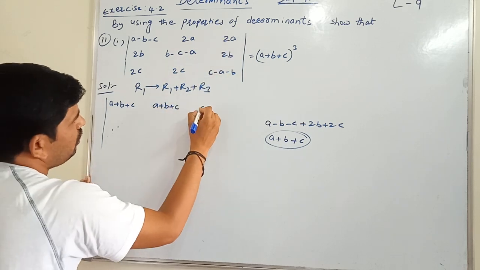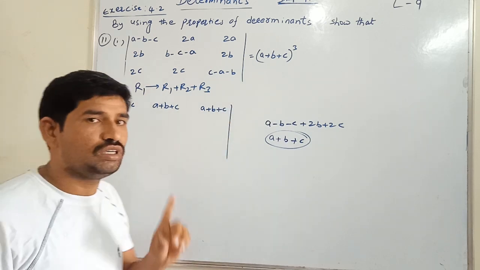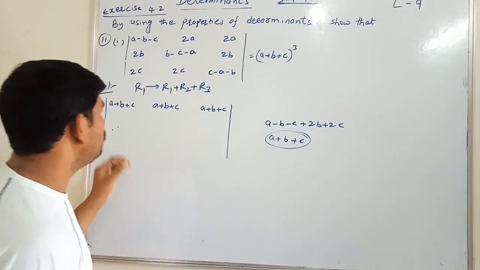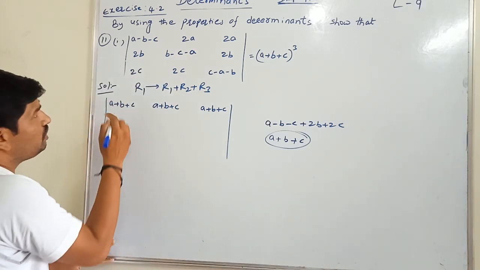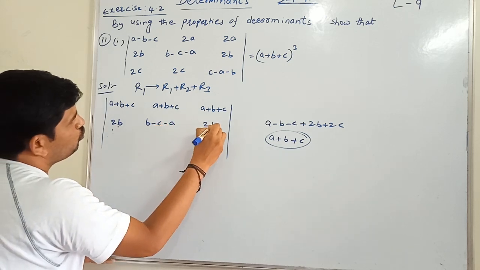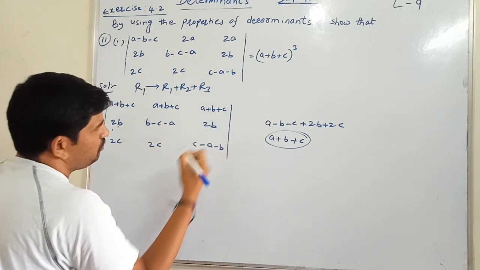And this one also a plus b plus c. Okay, this is the very important step. Depending upon this step only you will get the solution. So now the remaining value is what? 2b, b minus c minus a, 2b, 2c, 2c, c minus a minus b.